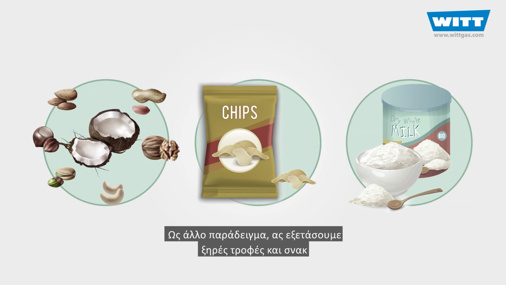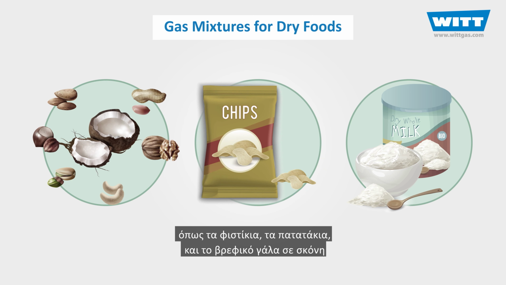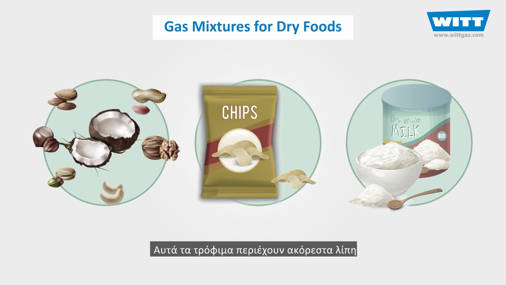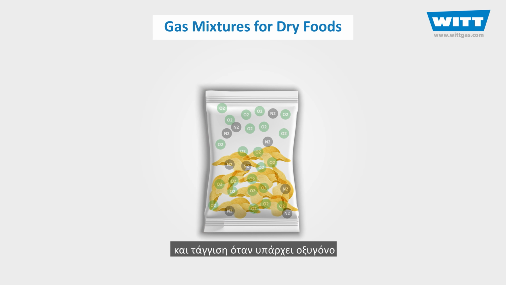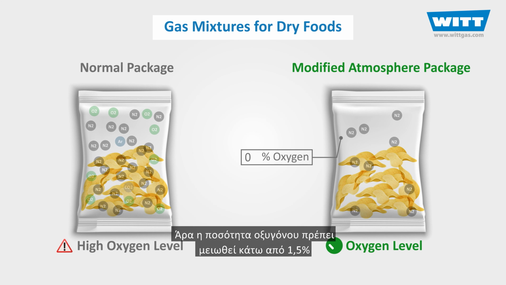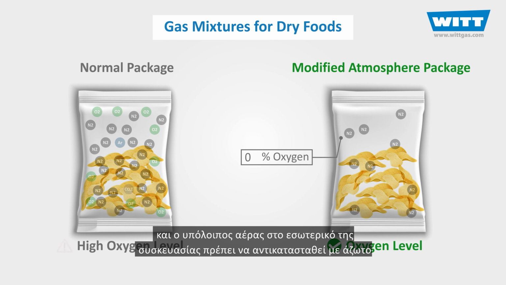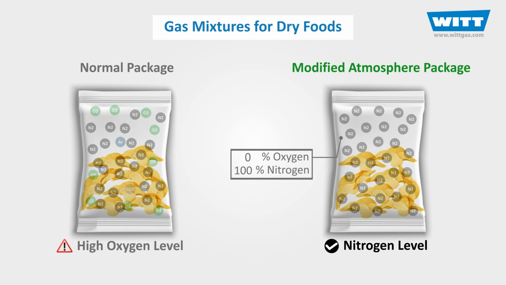As another example, let's consider dry foods and snacks, like peanuts, potato chips, and baby milk powder. These foods contain unsaturated fats that make them sensitive to oxidation and rancidity when oxygen is around. So the oxygen amount must be reduced to under 1.5%, and the rest of the air inside of the package must be replaced with nitrogen.